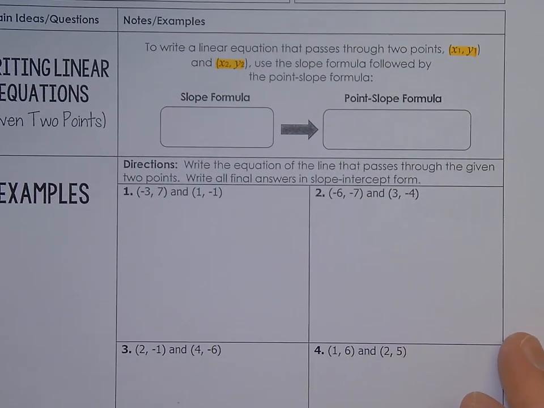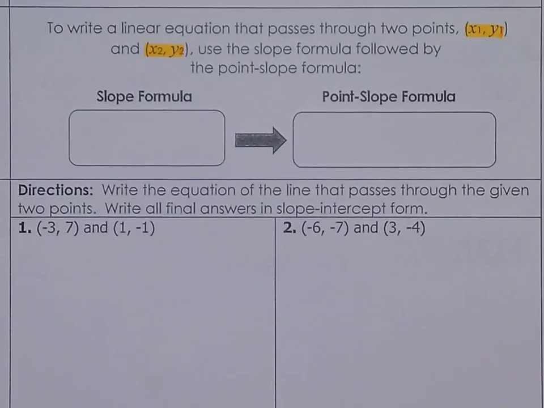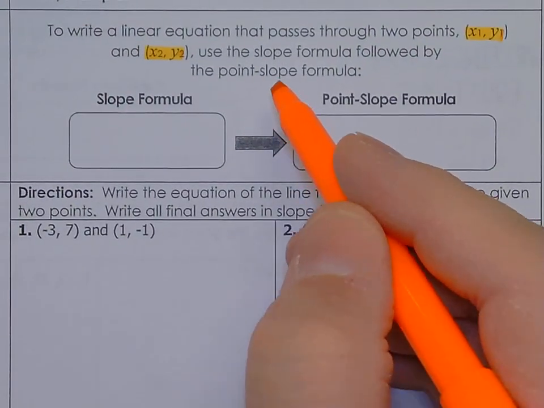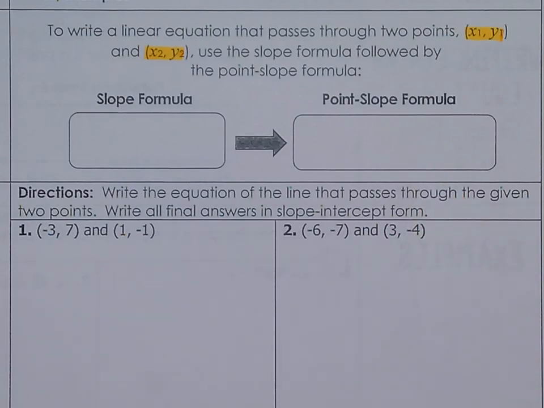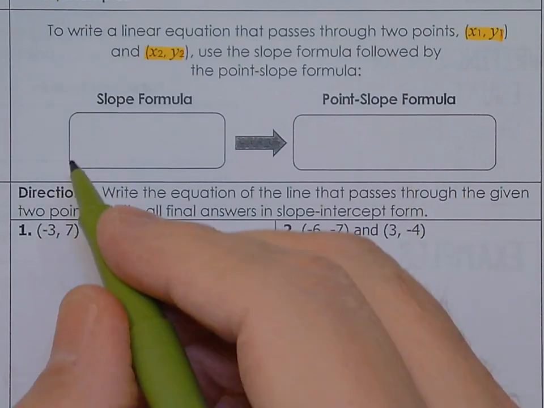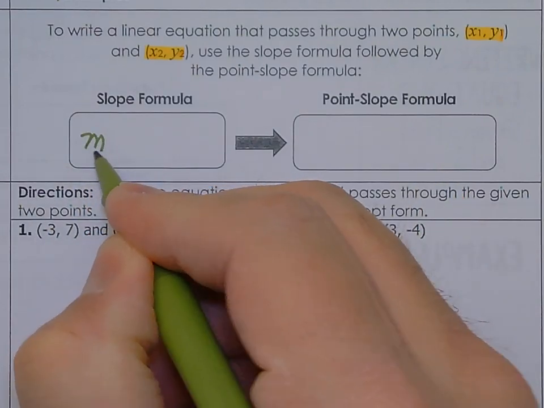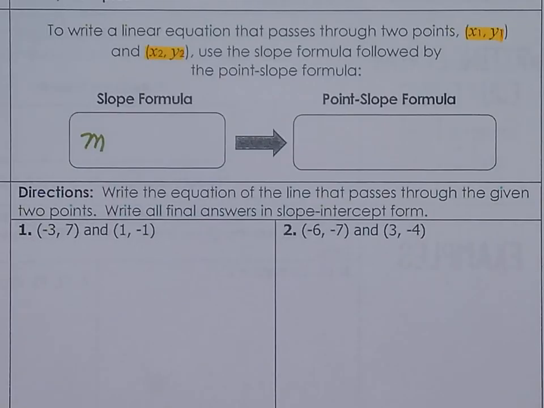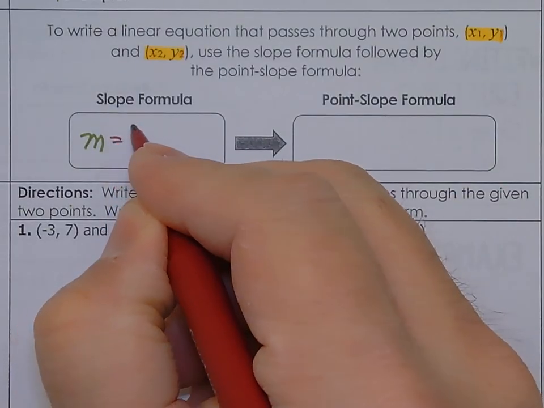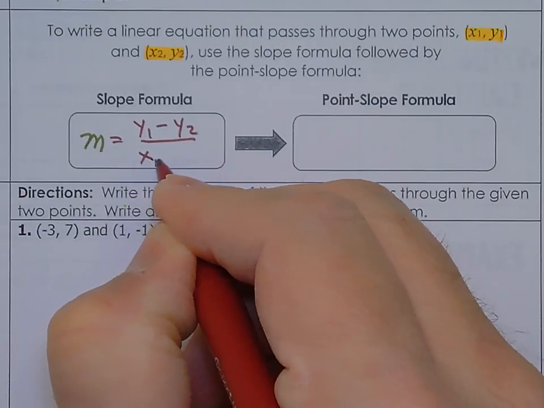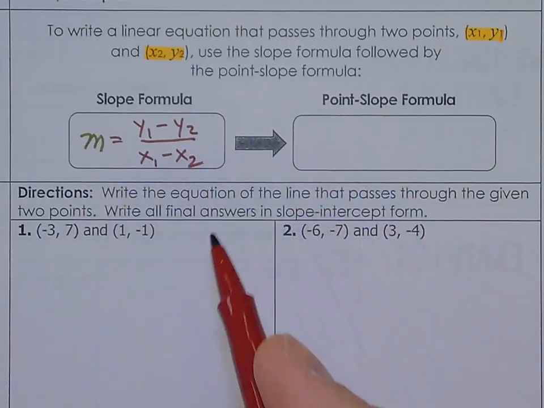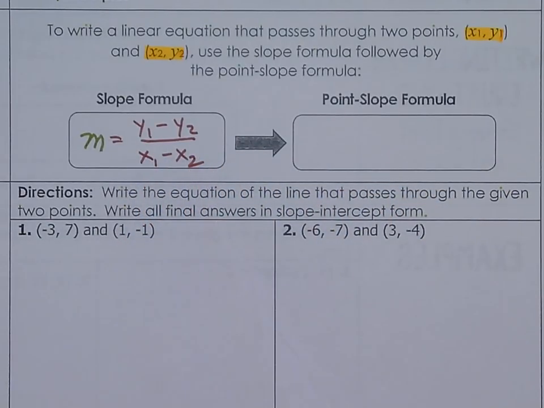So I'm going to zoom in here a little bit so we can see what I'm writing. We're going to use the slope formula followed by the point slope formula here. So the slope formula, you may remember, the slope we call m. That's the letter for slope. And then the formula is y1 minus y2 over x1 minus x2. Sometimes you'll see it written backwards where it's y2 minus y1, but it really doesn't matter. So if you're confused, you see it somewhere else, it's the same thing.